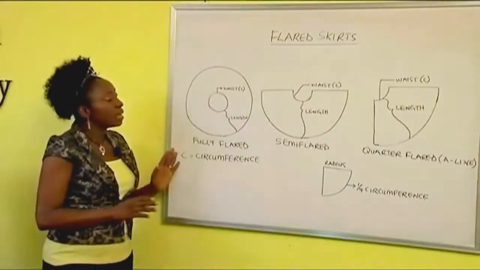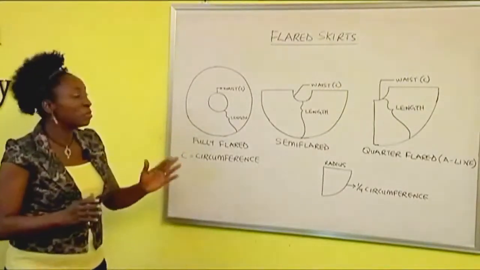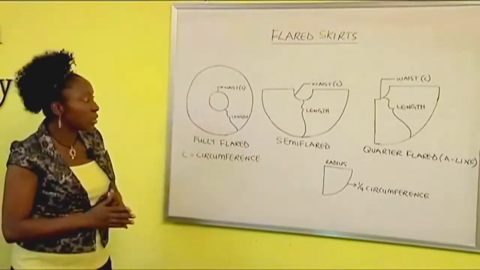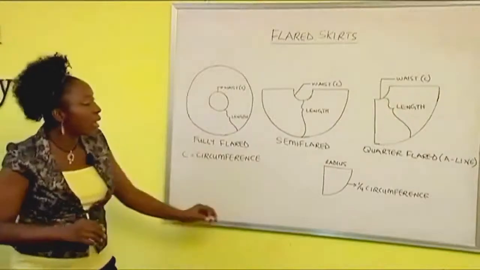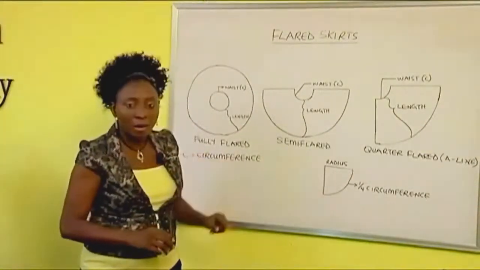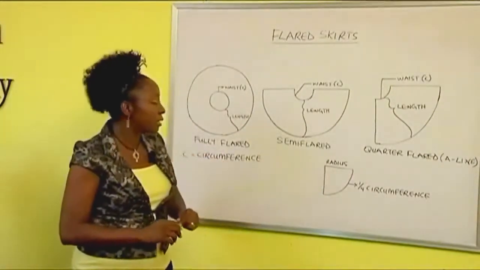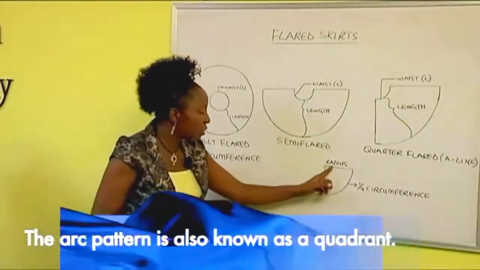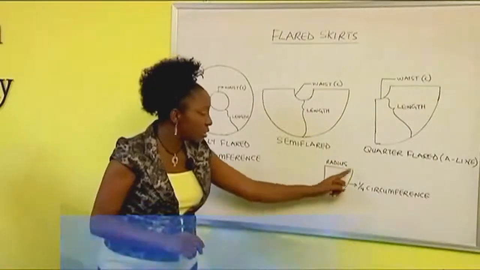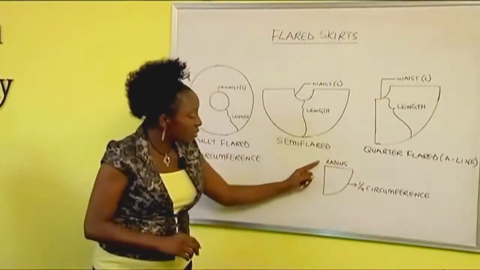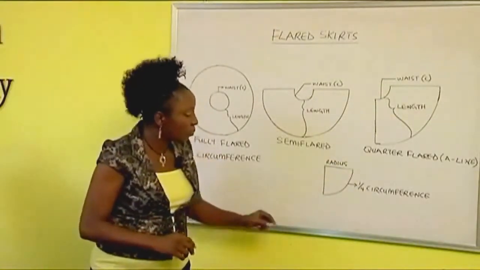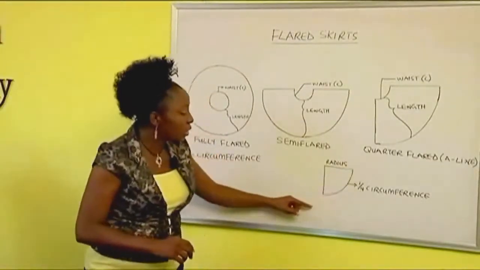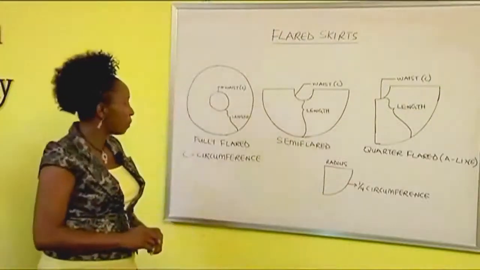Now to make our pattern, obviously we're not going to make this huge pattern of the massive skirt, but we're going to make the pattern called the arc. It's called the arc pattern. You can see the radius here, just like a quarter circle, and this is the middle of the circle. This part here represents a quarter of the circle, a quarter of the circumference.